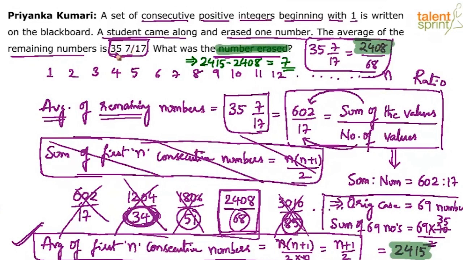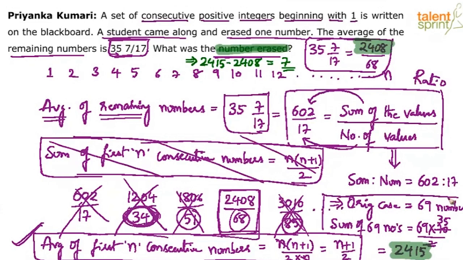First and foremost, what have we done? 35 7 by 17, if you express it in terms of numerator by denominator, comes out to be 602 by 17. And since it is an average, it is the sum of the values by the number of values. So the sum of the remaining values is to the number of remaining values in the ratio of 602 by 17.